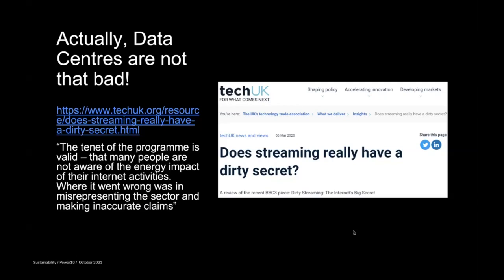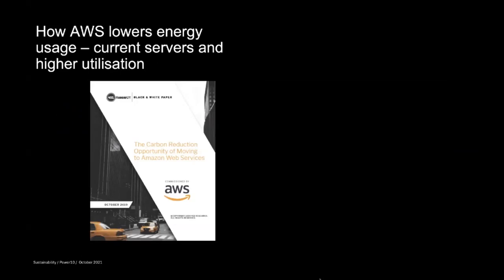So customers all over the world are looking at what they can do to lower their energy usage. And as we know, many customers may be looking to the clouds as possible places to be. They don't have to be quite as bad as the BBC article might have been suggesting. So if we can click to the next page. What I'm showing here is a white paper from Amazon, a document which talks about how they look to maximize the usage of the current servers and high utilization, and their carbon reduction opportunity of moving to Amazon Web Services.